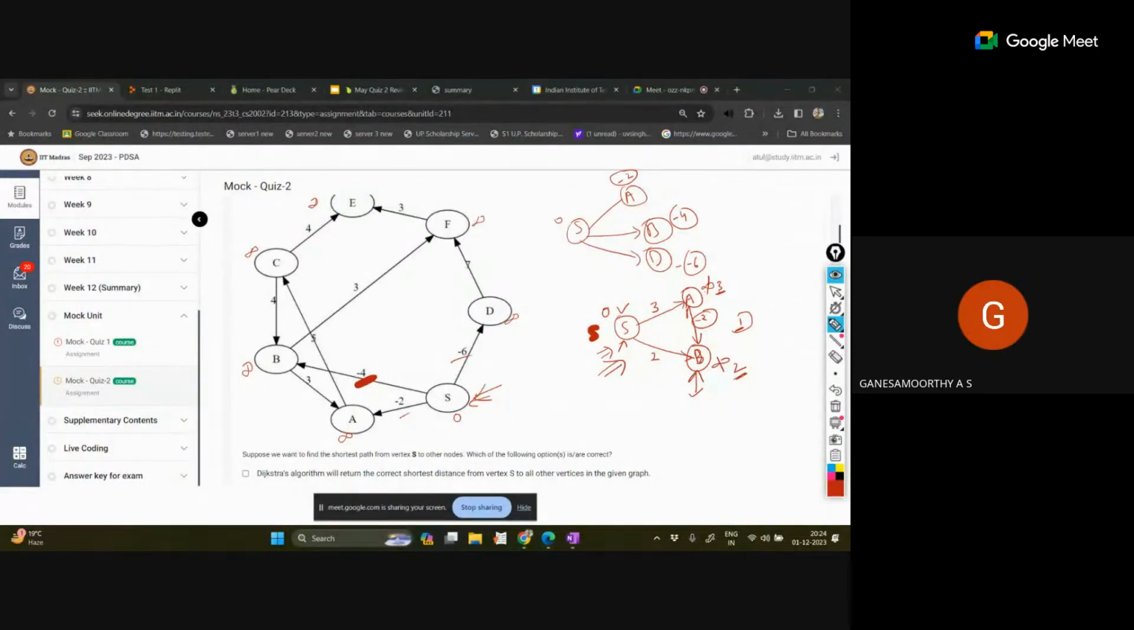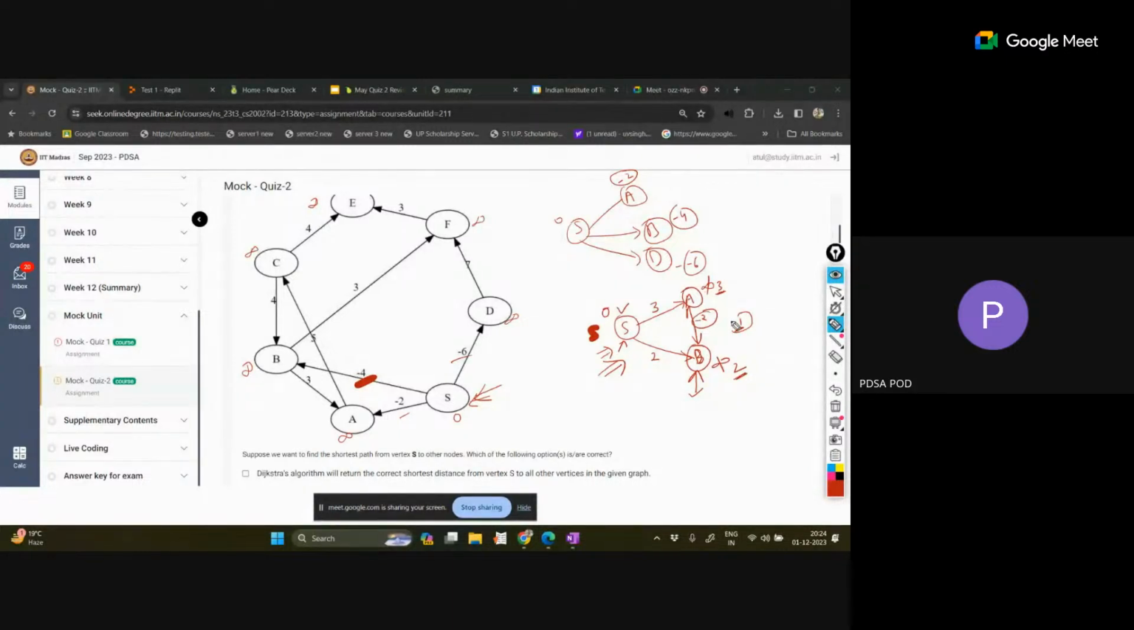But it forms a cycle also, no, sir? No, why is it creating a cycle? B is already visited. Can you see, is there any cycle in this graph? According to the direction, there is no cycle. Okay, so S to A, S to B, and A to B.